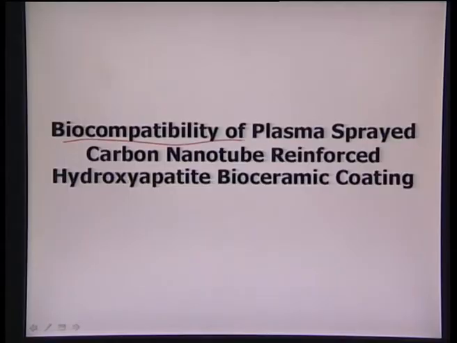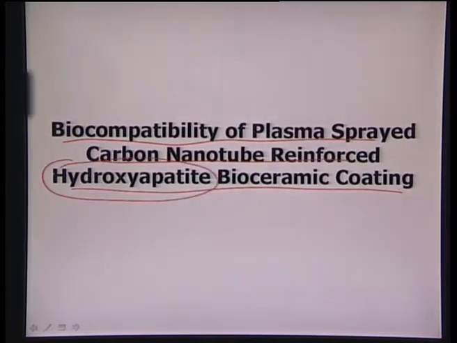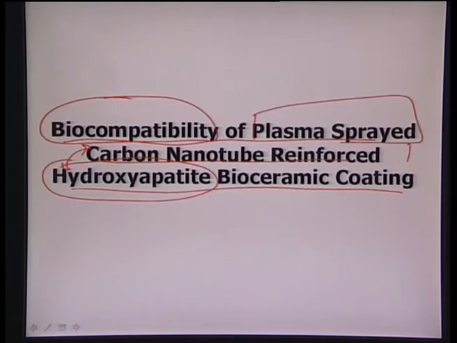In this lecture, we will learn about the biocompatibility of plasma sprayed carbon nanotube reinforced hydroxyapatite bioceramic coating. In this particular case, we are utilizing hydroxyapatite, which is a bioceramic material, with certain reinforcements of carbon nanotube to produce a superior material with a biocompatible nature, and this material has been synthesized using plasma spraying to form a coating.